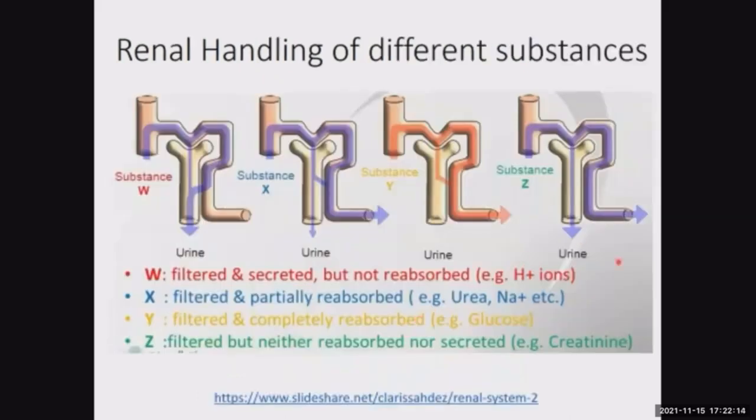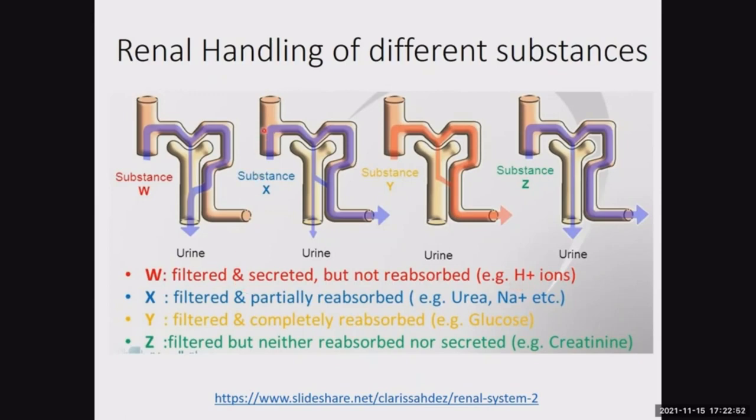And so if we take a look at renal handling of different substances, what we can see is that some substances are going to be filtered out within the renal corpuscles, within Bowman's capsules, but could also be secreted, actively moved from the bloodstream into that urinary space. A material that is filtered and secreted, but not reabsorbed, would be things like our hydrogen ions, contributing to the acidity within the environment.